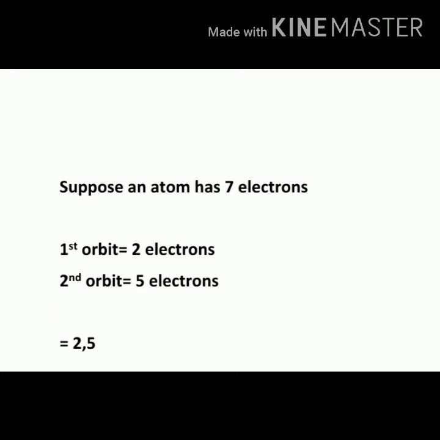I hope you all understood this example. It had only 7 electrons, out of which 2 were placed in the first orbit. So how many left? Only 5 electrons are left. And as I told you, from the second orbit onwards, you can place a maximum of 8 electrons. So in the second orbit, you will fill in 5 electrons. That means this atom has only 2 orbits.